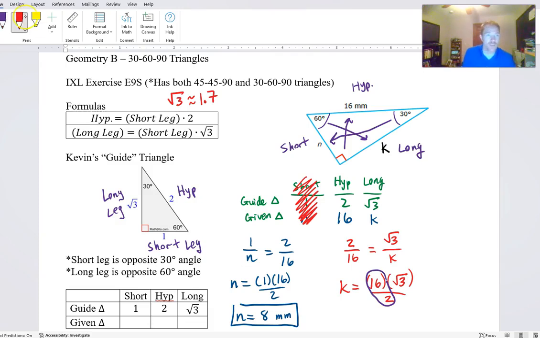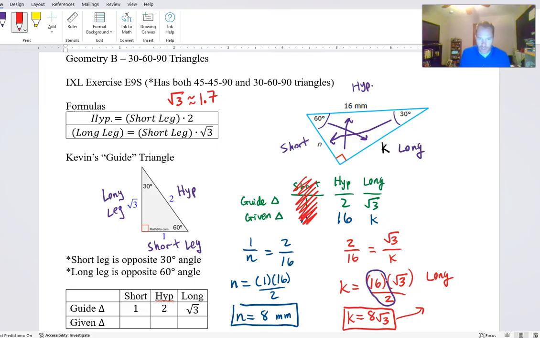So 16 divided by 2 is going to give us 8, but then we're still multiplying by square root of 3. The only other thing I would do here is just double check that the short leg should be the shortest side of the 3. The hypotenuse should be the longest side. So this long leg should be kind of the middle or the medium side.